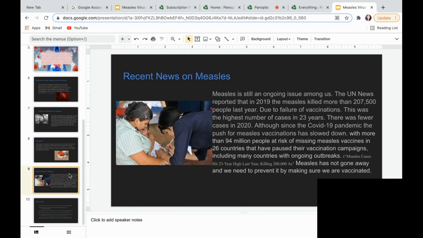So, recent news on measles. Measles is still an ongoing issue among us. The UN News reported that in 2019, measles killed more than 207,500 people due to failure of vaccinations. This was the highest number of cases in 23 years.